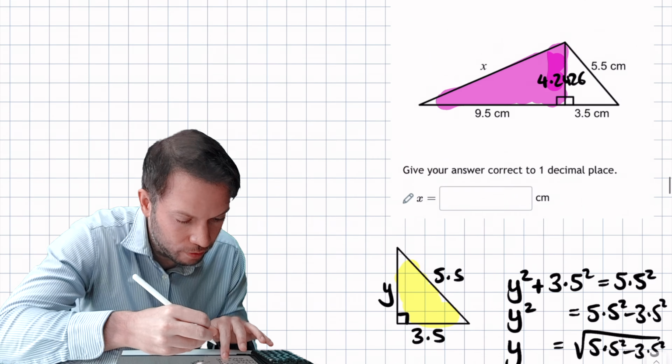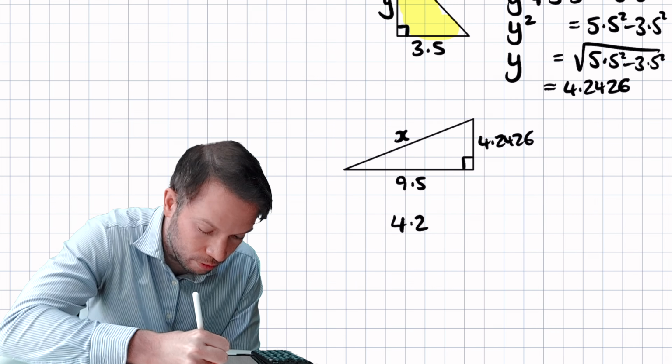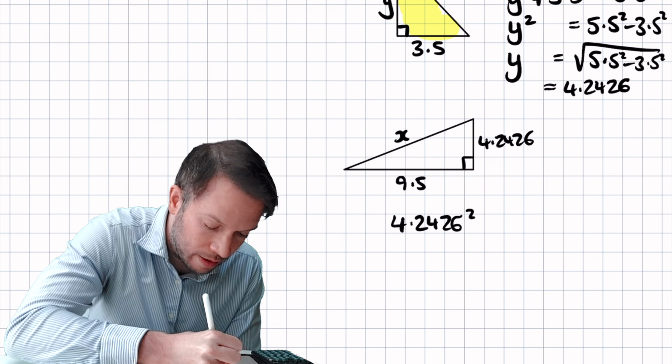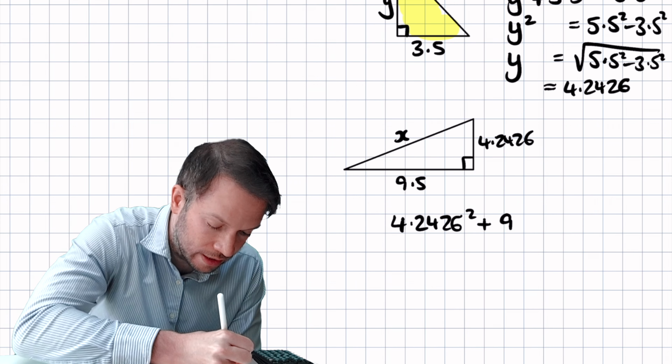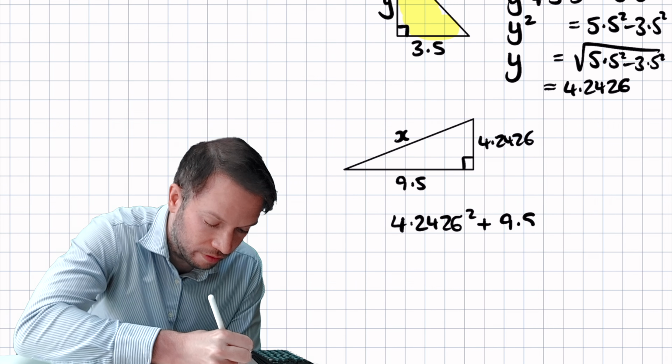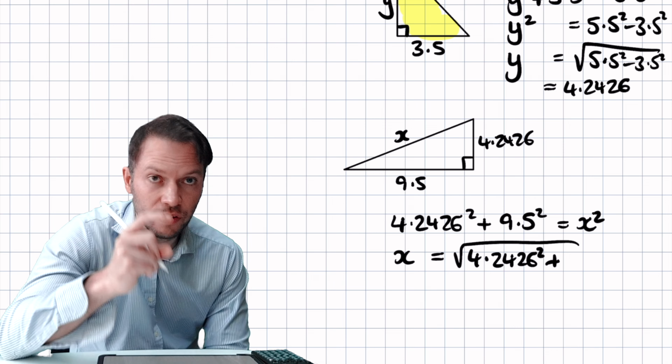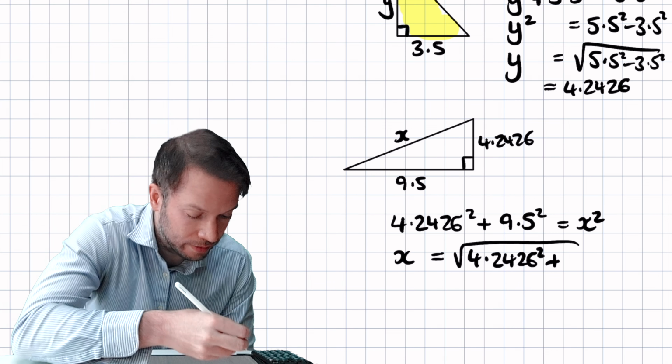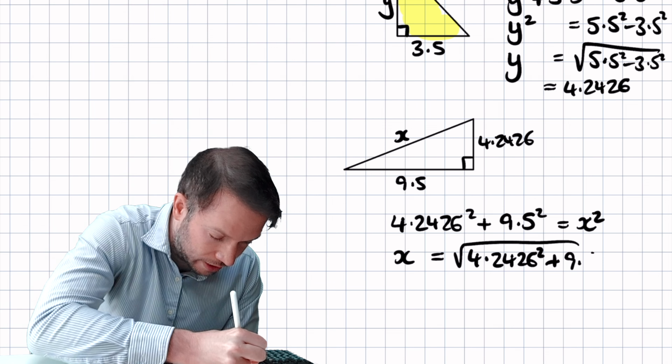So again, using Pythagoras, if you do one shorter length squared, so the 4.2426 squared, plus the other shorter length squared, the 9.5 squared, that is equal to the hypotenuse squared. And then x is just going to be the square root of that whole thing there. You could go straight to this line of working if you want. When you're trying to find the hypotenuse of a right-angled triangle, you can do the square root of the sum of the squares, which is what I've done here.